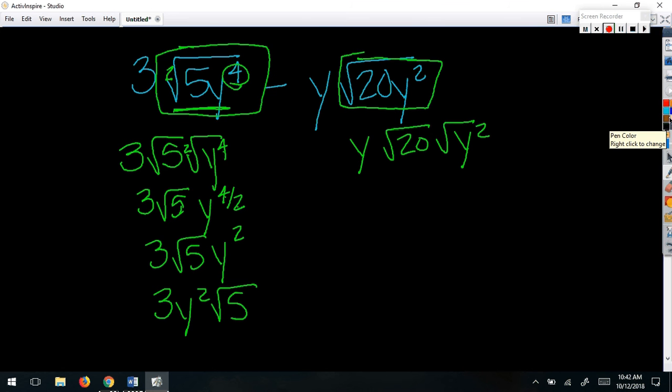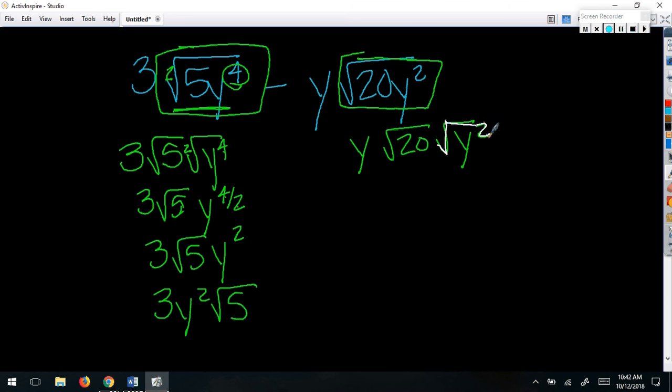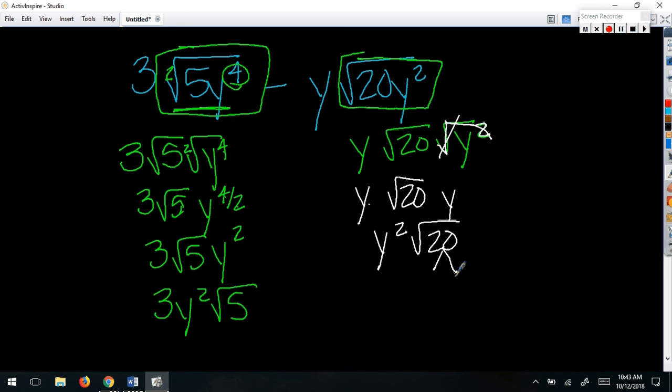Now I see a couple things in here. The first thing that I see is I know that the square root of any number squared, those cancel out and it just leaves me with y. So I know I have y times the square root of 20 times y. So y and y together would give me y squared, okay? I also know that the square root of 20 I can break down into the square root of 4 and the square root of 5. The square root of 4 is 2, so I still got this y squared out here, times 2 times the square root of 5.